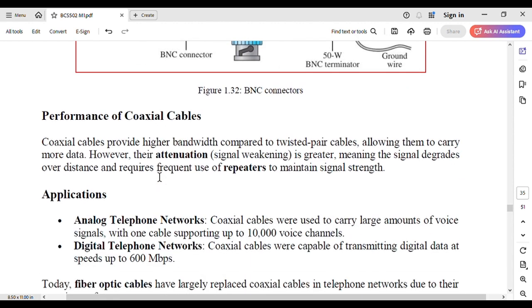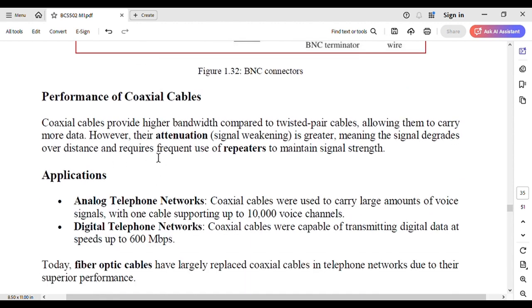Performance of a coaxial cable. Coaxial cable provides a higher bandwidth compared to twisted pair cable, allowing it to carry more data. However, its attenuation is greater, meaning the signal degrades over distance and requires frequent use of repeaters to maintain the signal strength. Here are some of the applications: analog telephone networks and digital telephone networks.